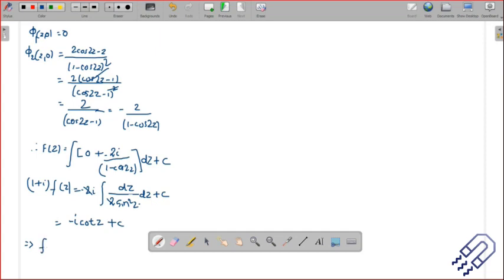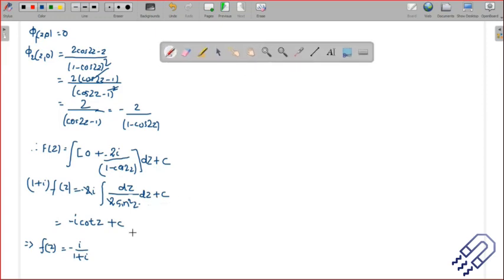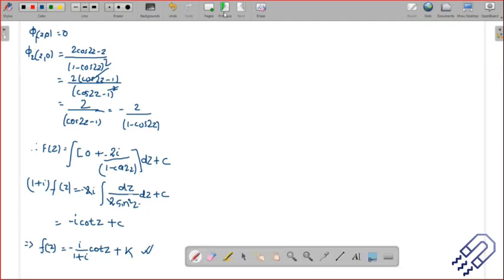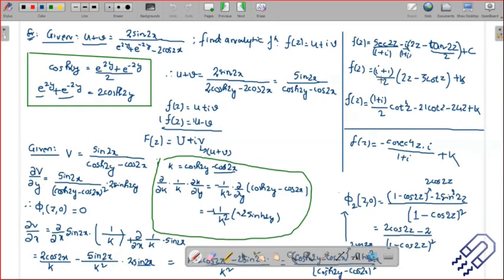So fz can be minus I divided by 1 plus I. Please check with what you have done so that all of us get the correct answer. Cot z plus c by 1 plus I, just write it as k. So this should be the solution for this. Hopefully I have not made any mistake. I think it looks correct to me. All of you please check the answers that you have given. I think this is the nearest answer.